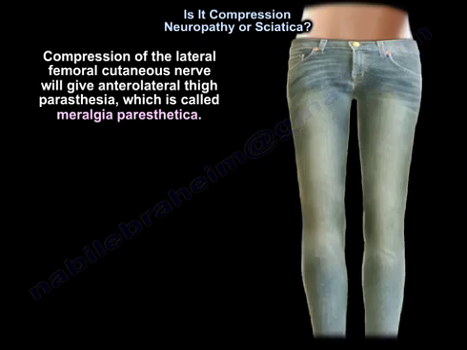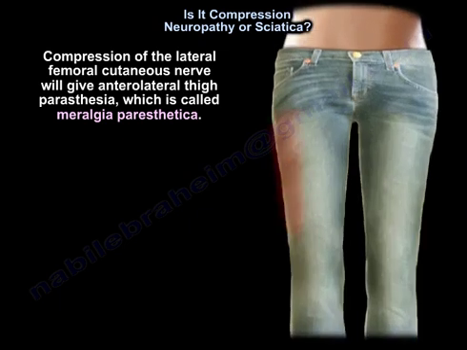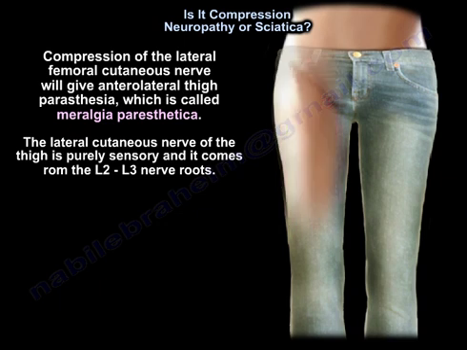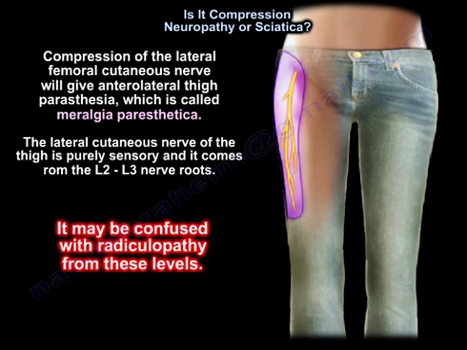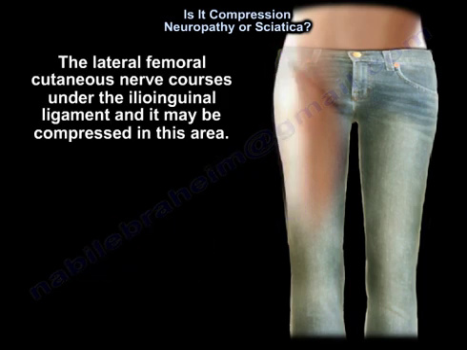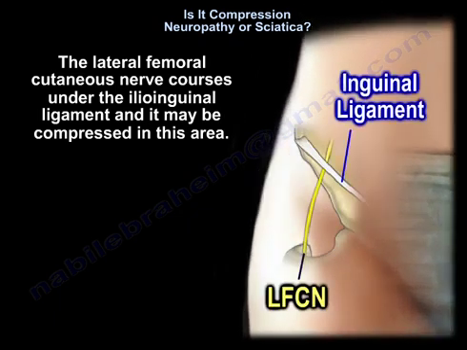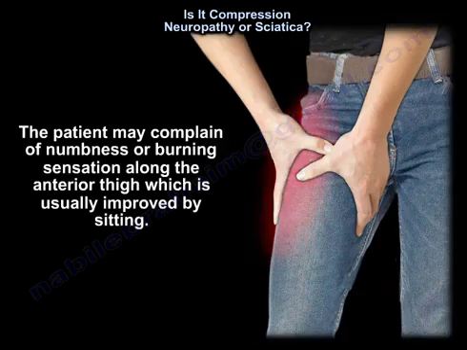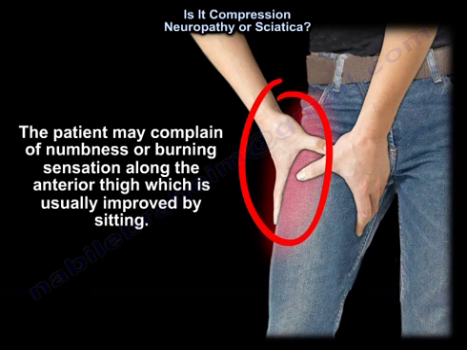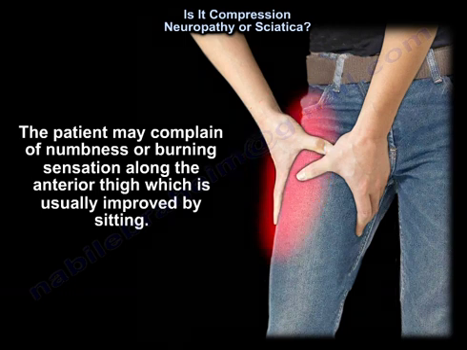Compression of the lateral femoral cutaneous nerve will give anterolateral thigh paresthesia. It's called meralgia paresthetica. The lateral cutaneous nerve of the thigh is purely sensory, and it comes from the L2, L3 nerve roots. It may be confused with radiculopathy from these levels. It courses underneath the inguinal ligament, and it may be compressed in this area. The patient may complain of numbness or a burning sensation along the anterior thigh, which is usually improved by sitting.